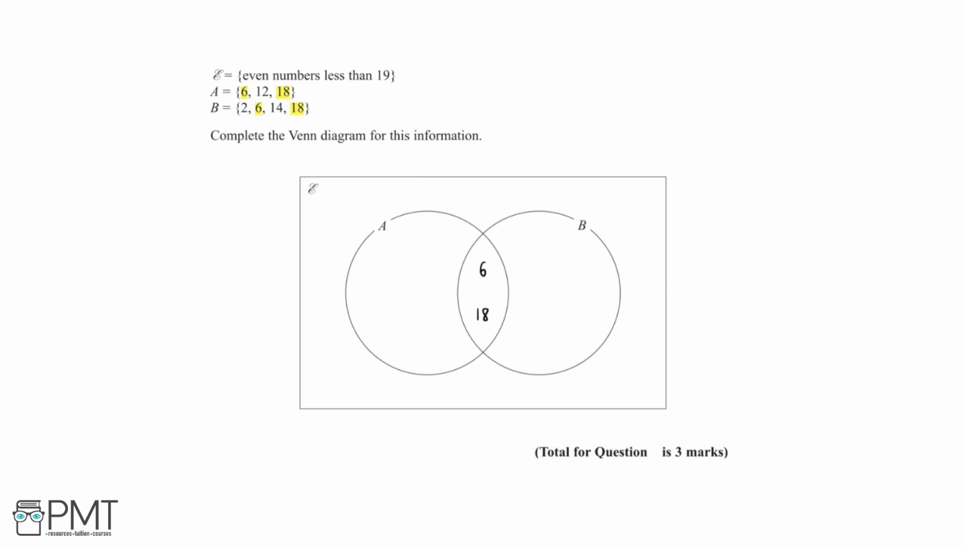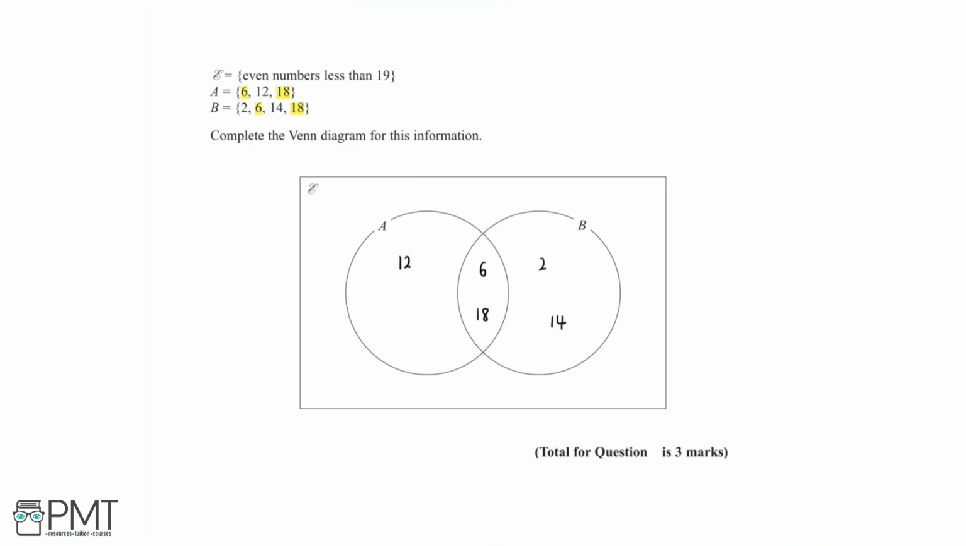Now let's fill in the other numbers. We can see that we have the number 12 left in set A, and so the number 12 is in set A and not in set B, and so it falls within this part of our Venn diagram. And in set B, we have the numbers 2 and 14. 2 and 14 exist in set B, but not in set A. And so we can place 2 and 14 in the Venn diagram, outside of circle A, but within circle B.